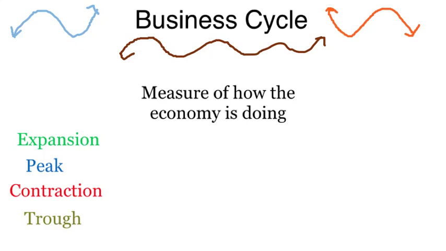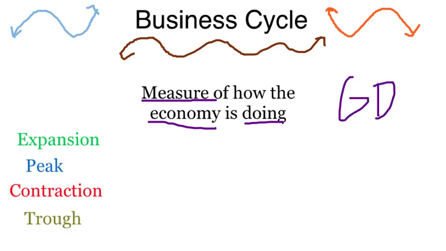Alright, so today we're going to be looking at the business cycle. First, we should probably ask, what is the business cycle? Basically, it's a measure or model of how the economy is doing, and it's usually referring to GDP, gross domestic product. So, when looking at the business cycle, there's four little words that you want to know. Those words are expansion, peak, contraction, and trough.